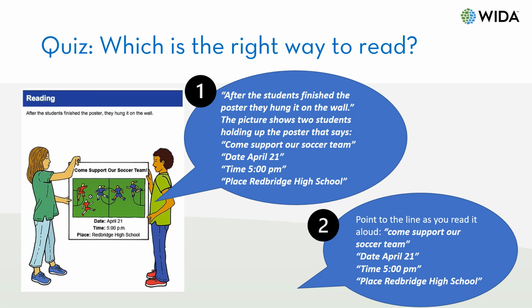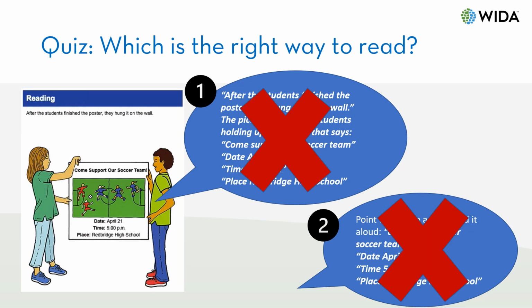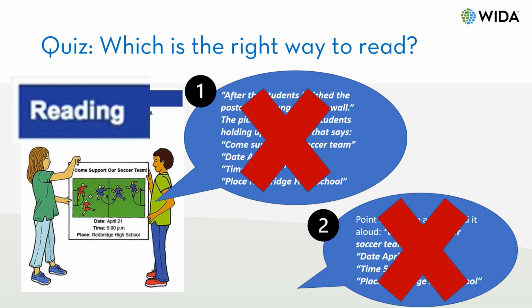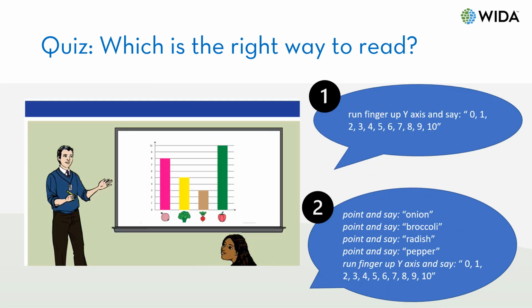Look at the image and the options on the screen and think about which is the right way to read this. Neither option is allowed, as this is for the reading domain. What is the right way to read the image on the left?